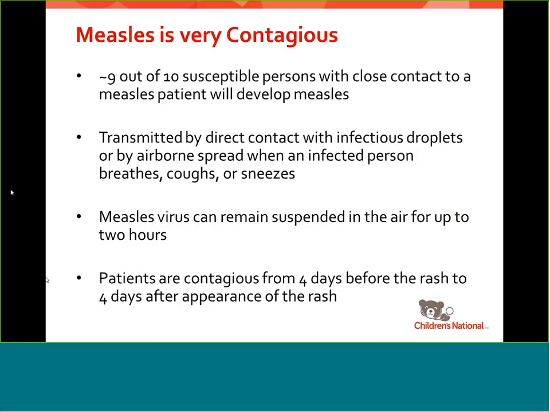All right. I want to leave some time for questions, so I'm going to try to go through the rest of this pretty quickly. We all know measles is very contagious. 9 out of 10 susceptible individuals who have close contact to a patient with measles will develop measles. It's one of the most highly communicable of all infectious diseases. We dread it in infectious diseases, and infection control is for that reason in particular.